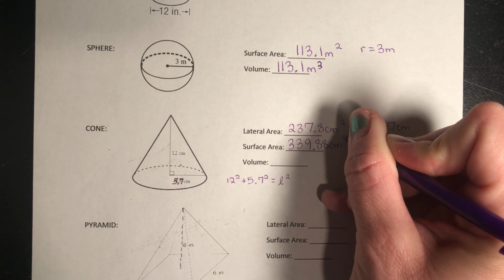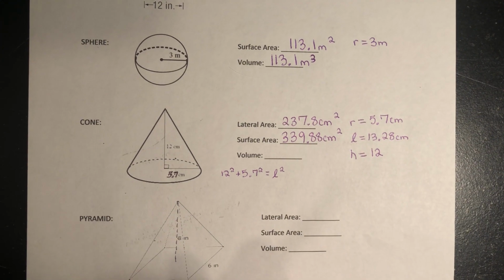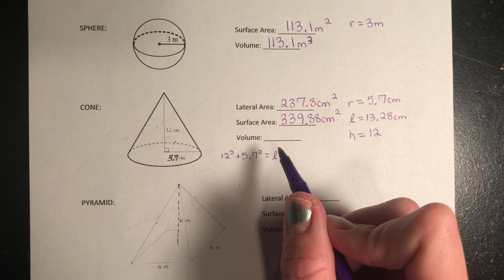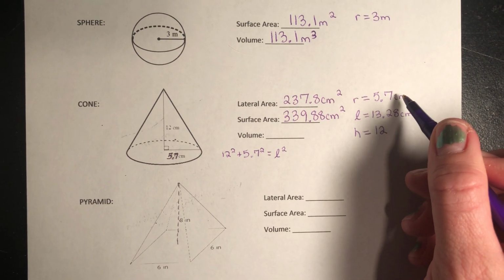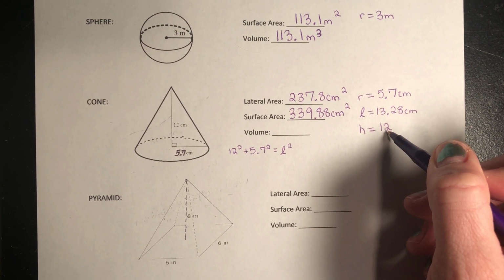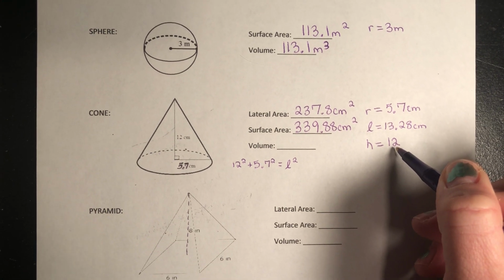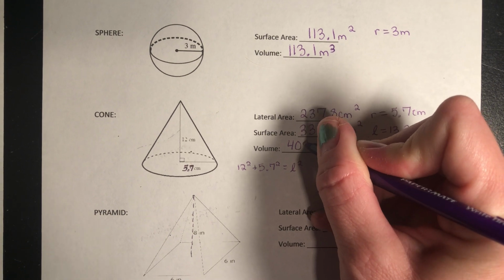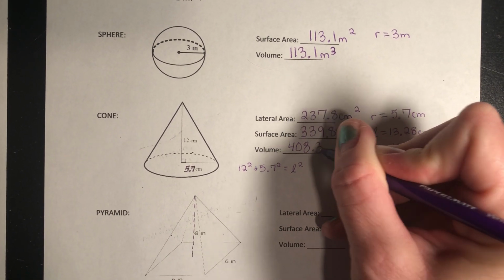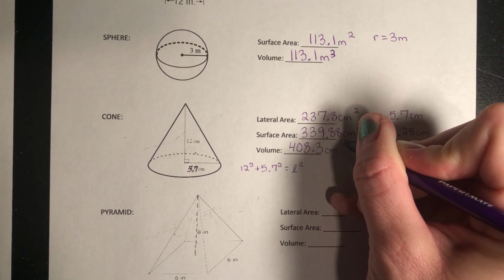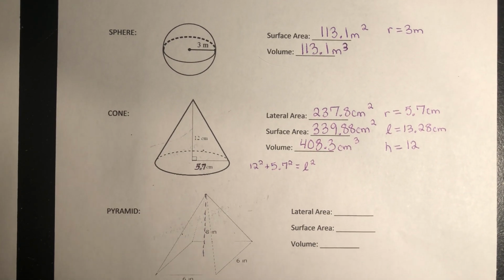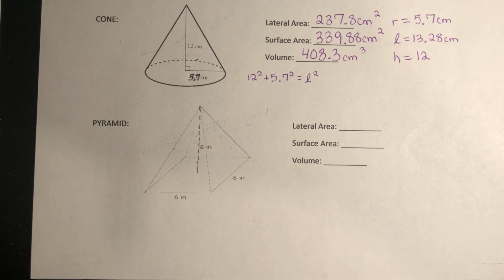And that is going to get us to 339.88 centimeters squared. All right, volume of a cone is going to be pi times 5.7 squared times 12, and all of that divided by 3. And that is going to get us to 408.3 centimeters cubed. All right, our last one is going to be a pyramid here.